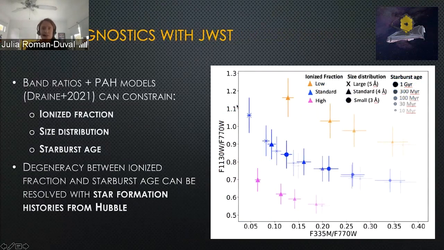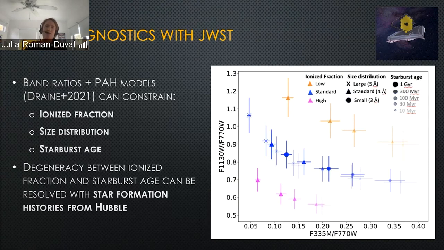From the models, we have done simulations to make sure that we can actually infer the properties of the PAHs from those images, and specifically the fraction of ionized PAHs as opposed to neutral PAHs, the size distribution of those molecules, and also the age of the starburst, or basically burst in star formation, that is exciting the emission of those molecules. And basically, you can see in the plot here on the right that the ratio of the images taken in different filters can directly trace those properties.